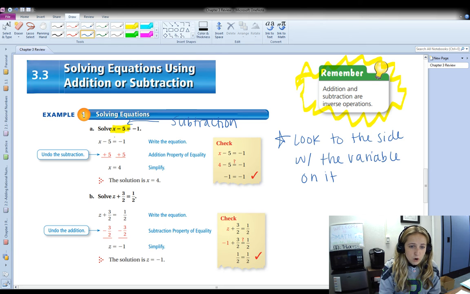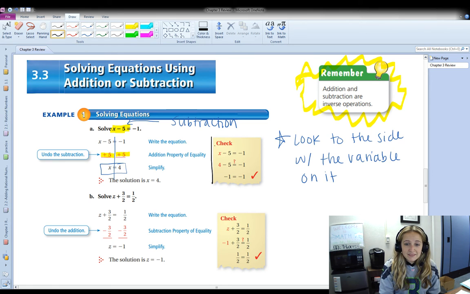So we draw the line down the equal sign, okay? We add 5 to both sides, okay? That equals 4. X equals 4. So you see, we see subtraction here. Immediately, we add 5 to cancel it out, okay? Because I know negative 5 plus 5 is going to be 0. All I'm going to be left with is x.